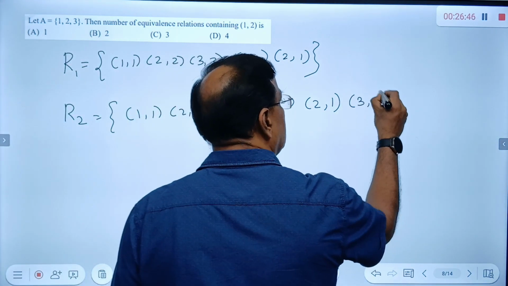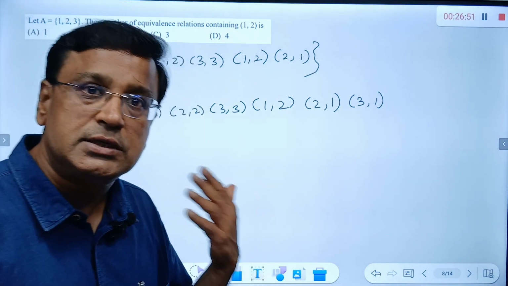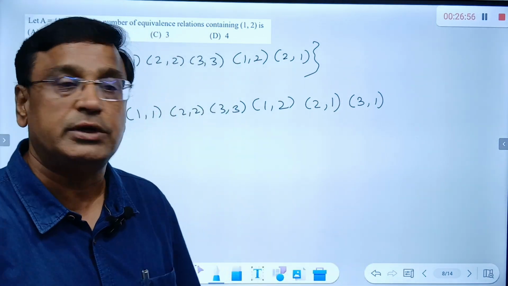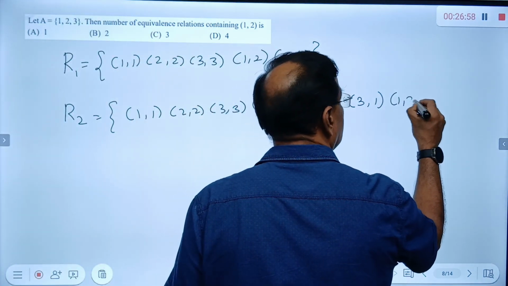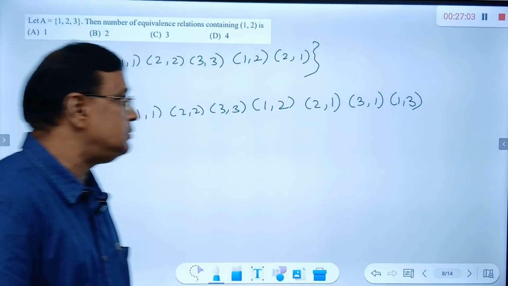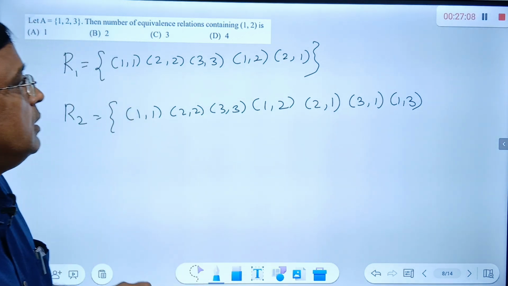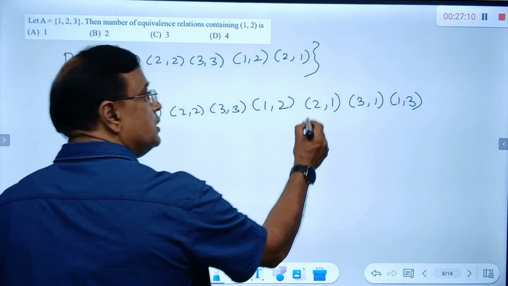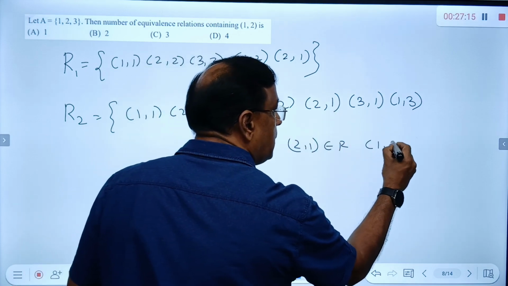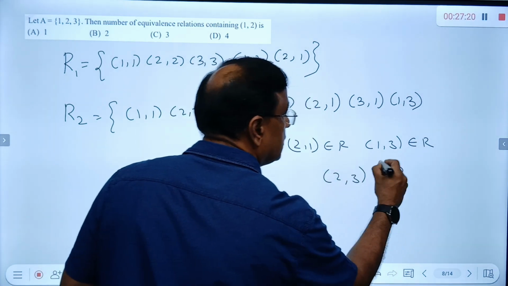I add 3 comma 1. The moment I add 3 comma 1, is it reflexive? Yes. Is it symmetric? Definitely no. Why not? Because I have 3 comma 1. What should be there for symmetry? I need 1 comma 3. What now? Is it reflexive? Yes. Is it symmetric? Yes. Is it transitive? It is definitely not transitive because 2 comma 1 belongs to R, 1 comma 3 belongs to R, but 2 comma 3 does not belong to R.